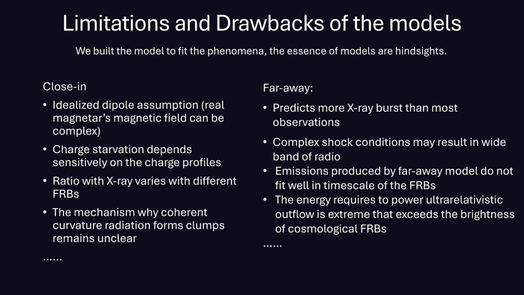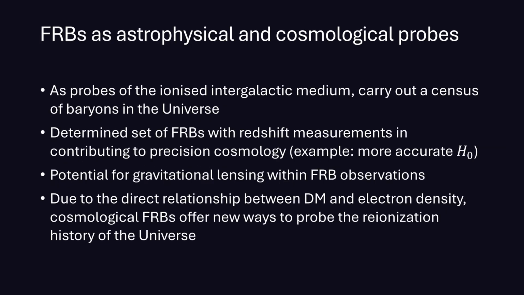For the faraway model, it has the problem that it predicts more X-ray than most of the observations, and the bandwidth of the radio emission can be large due to the complex shock conditions. Also, such emission does not fit well with the timescale of up to milliseconds. Finally, the generation of the ultra-relativistic plasma is hard to realize. There are many flaws for both models. Therefore, the mechanism and the origin of fast radio bursts still remain mysterious to us.